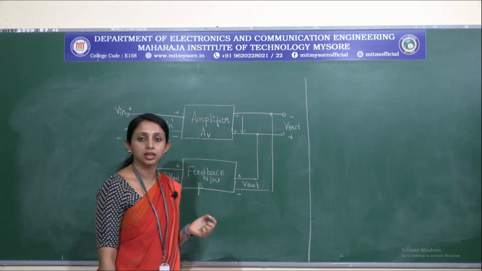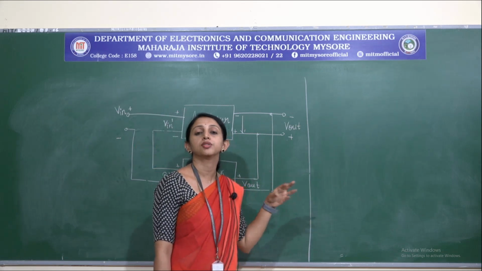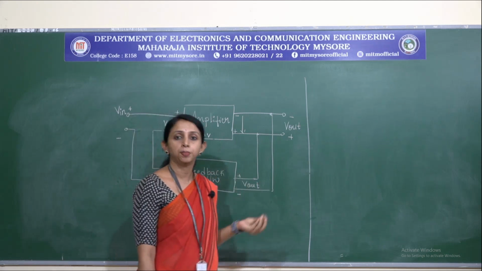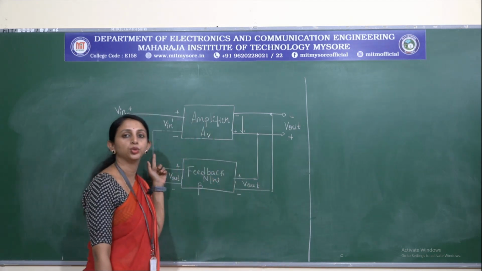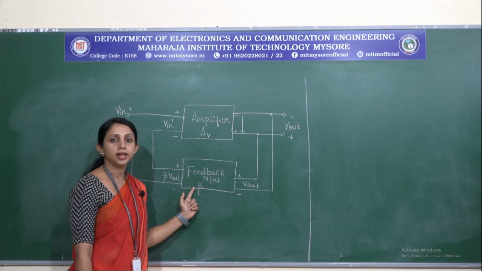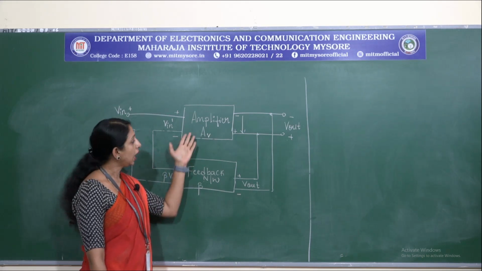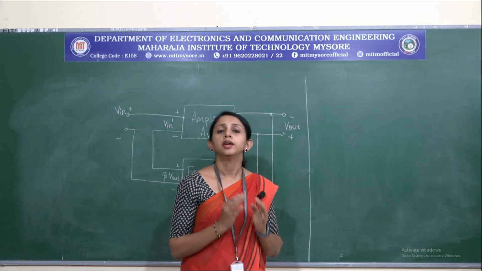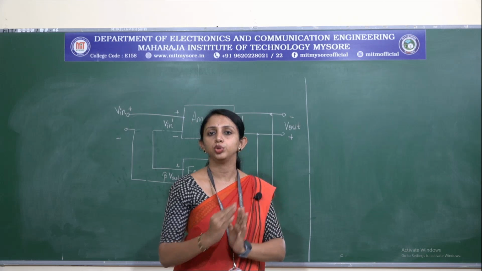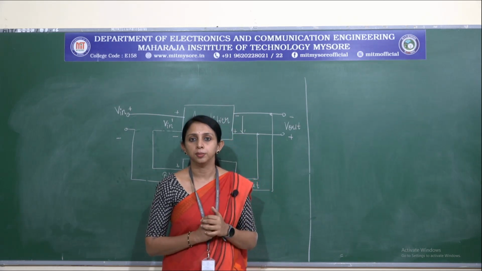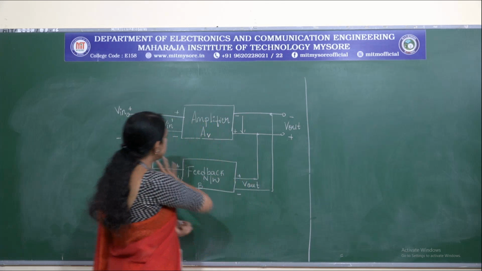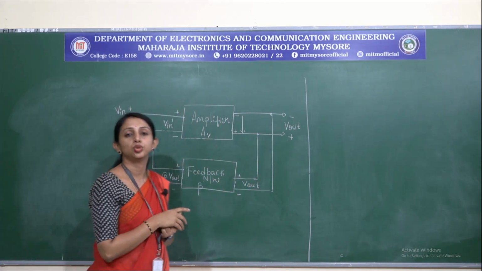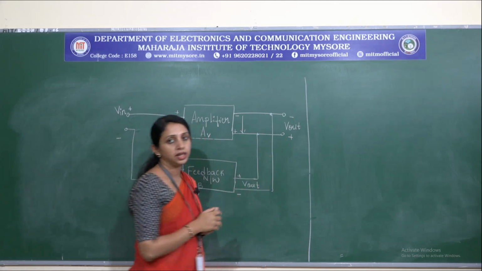The feedback ratio is nothing but a part of the output which is fed back to the input. It is the portion, or percentage, of the output which is provided to the input, always denoted by beta. After these two blocks, for any circuit we need to apply an input and draw the output. The input to this entire circuit is Vin, and the output drawn by the circuit is Vout.